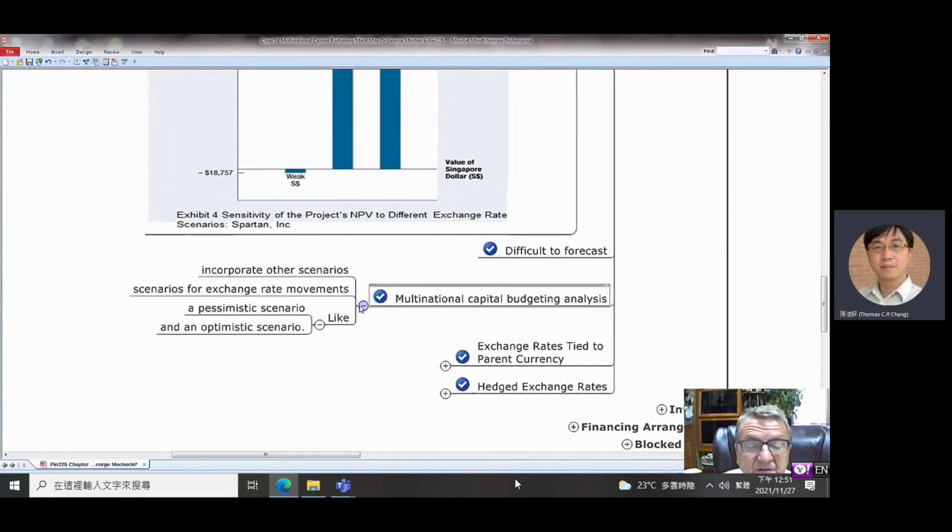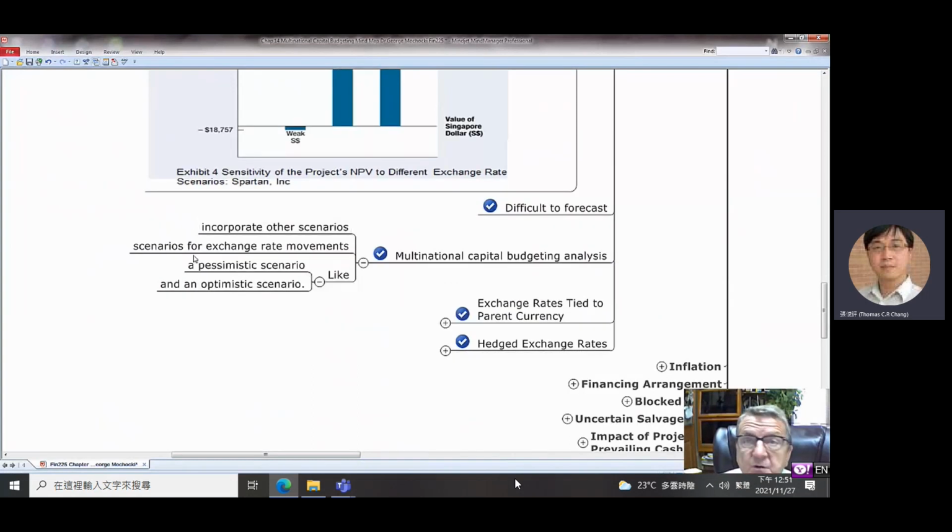Multiple capital budget analysis. Here's another one: incorporate other scenarios for exchange rate movements. I'm taking this. Remember, I've got that. It looks good. Let's see what happens if these change. I'm just assuming, let's say, the exchange rate is constant. But let's say some turmoil is happening in the country I have, and the exchange rate is volatile. You know what I mean? I have historical data, so I'm making some assumptions. But let's say it's kind of stable, for lack of a better word.